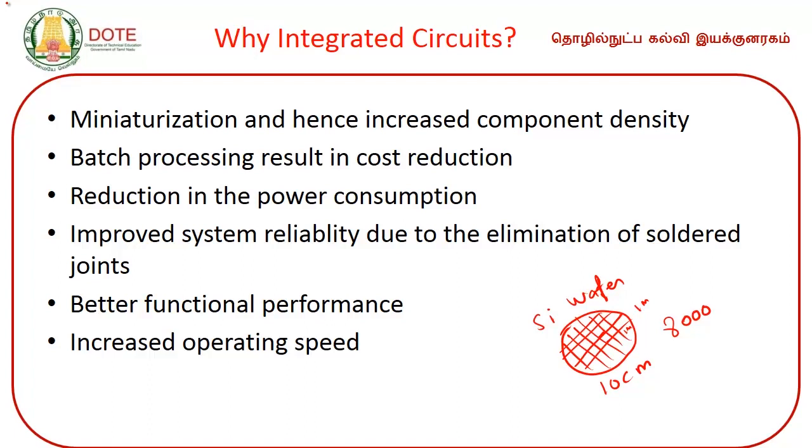See, ஒரு பேட்சில் 10 வேஃபர் ப்ரிப்பேர் பண்ணுறாங்கன்னா ஒரு வேஃபரில் 8000 சிப்பு தயாரிக்கலாம். ஸோ 10 வேஃபரில் 80,000 சிப்பு தயாரிக்கலாம்.